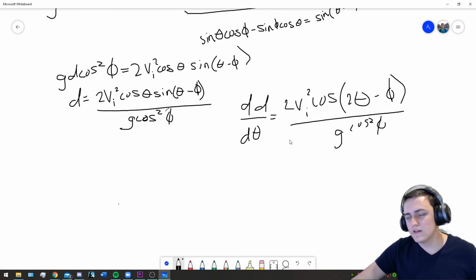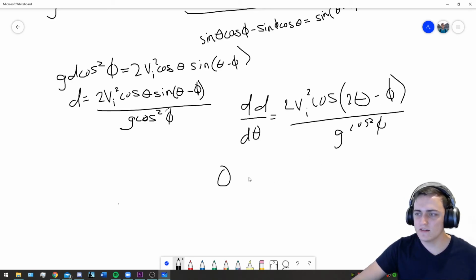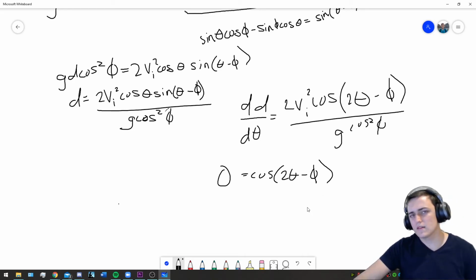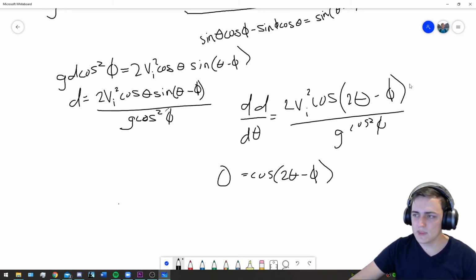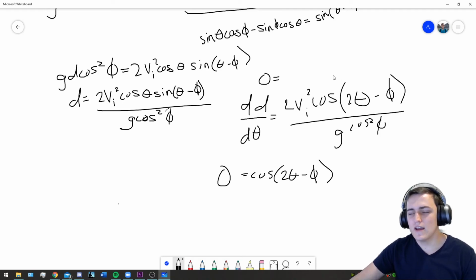This is the derivative, right? We set this equal to 0, and we see we're just trying to get cosine of 2 theta minus phi to be equal to 0. Which is kind of weird, right? What this means is we want this function to be 0. So any of these terms in the numerator, 2 or the initial squared or cosine of that function, if any of those are 0, our function is 0. Our derivative is 0 at that point. And 2 can't be 0. The initial can't be 0. But our cosine 2 theta minus phi, that could be 0. And that could give us our maximum.